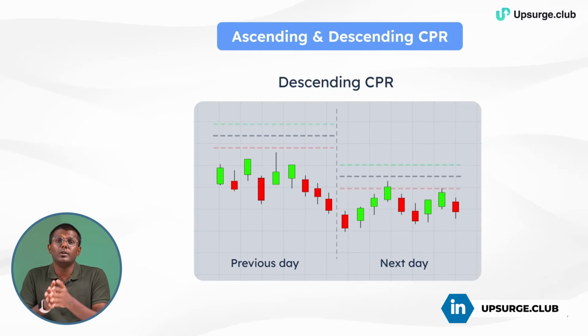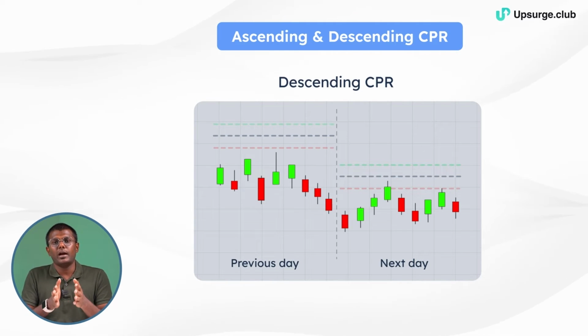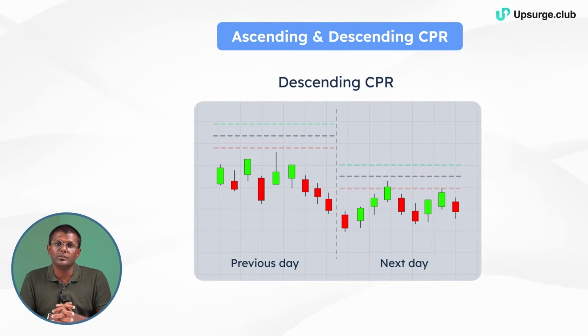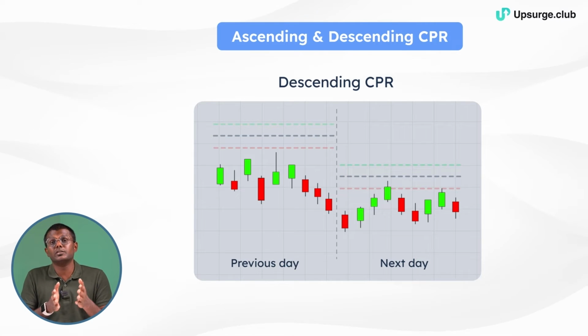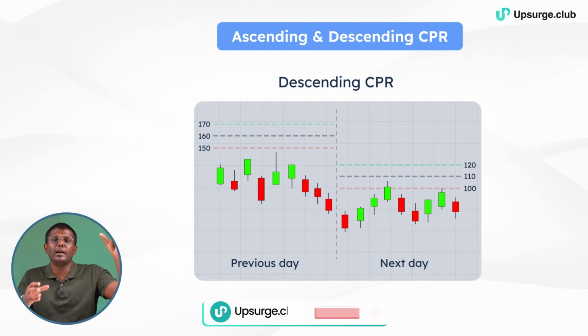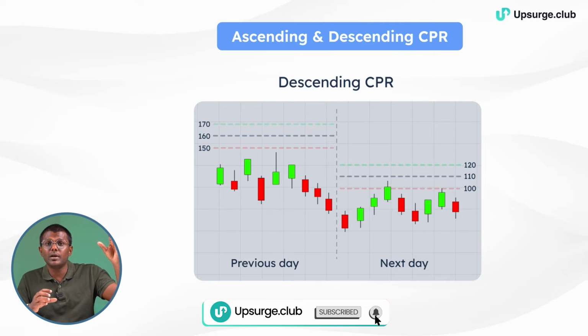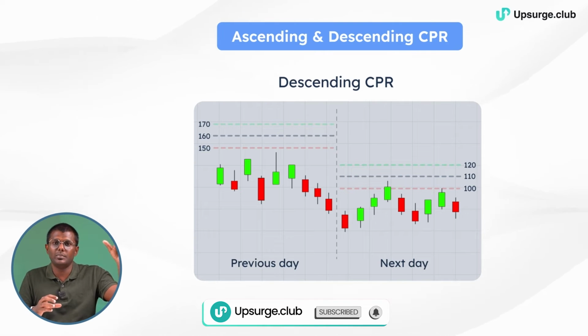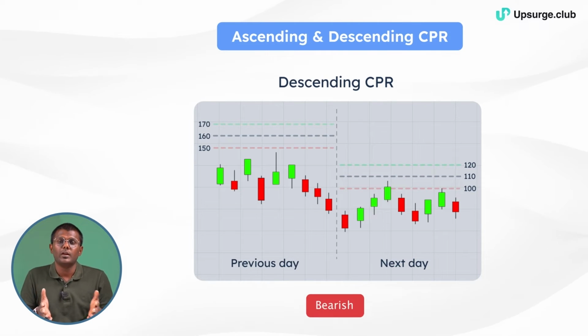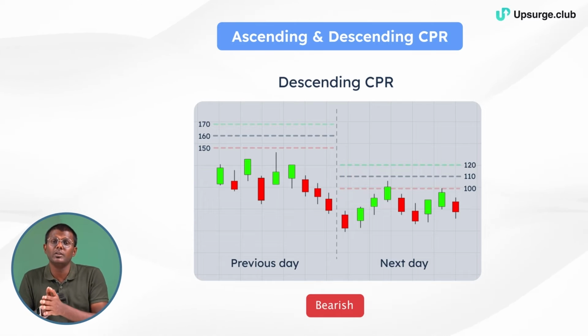On the other hand, let's talk about descending CPR. Descending CPR happens when today's CPR levels are lower than the previous day's CPR levels. For example, let's say yesterday's CPR levels are 150, 160 and 170 and today's CPR levels are 100, 110 and 120. So now today's CPR levels are lower than the previous day's CPR levels. This denotes a descending CPR. Whenever there is a descending CPR, we can expect the market to be bearish. So we should focus only on short positions and we should avoid taking long positions.